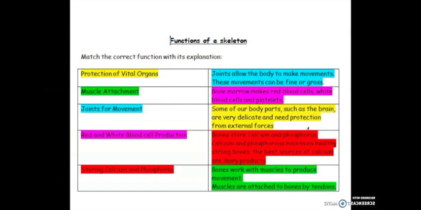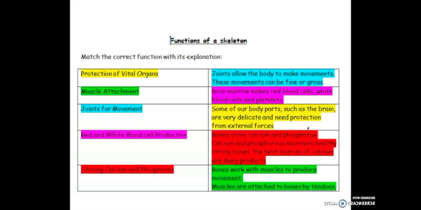So we look on the left, protection of vital organs. Some of our body parts, such as the brain, are very delicate and need protection from external forces. So we looked at the cranium protects the brain, so the skull protecting the brain. We also looked at how the rib cage protects organs like the heart and lungs.